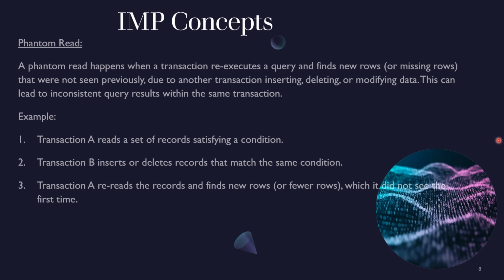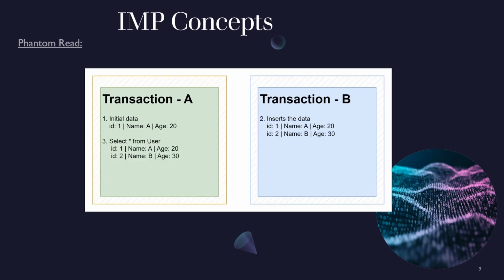So we can illustrate this concept with a diagram. For example, there are two transactions, transaction A and transaction B. Initially the data will be ID 1, name A, and age 20. After transaction A reads the database, transaction B inserts new data, and then transaction A again reads the data. At that time transaction A will see two records. That is called a phantom read.